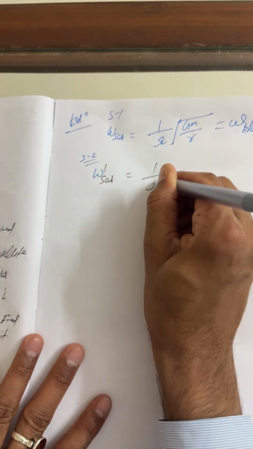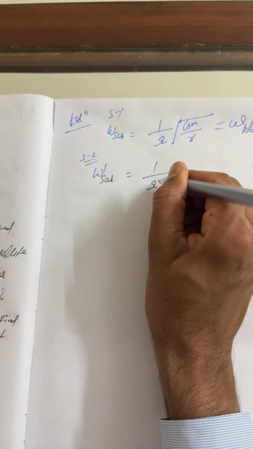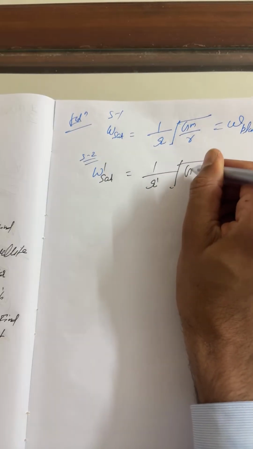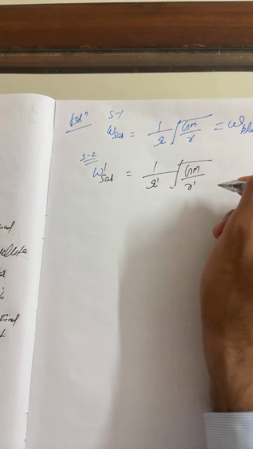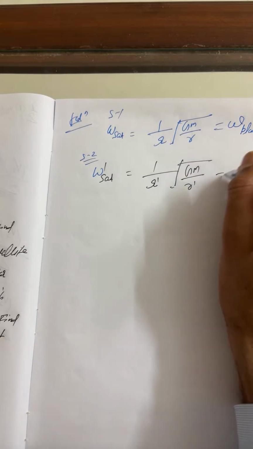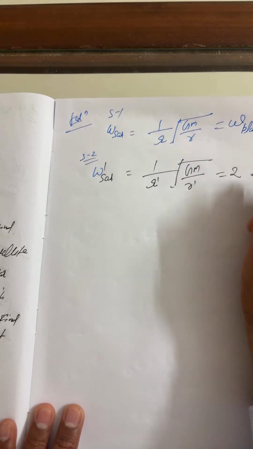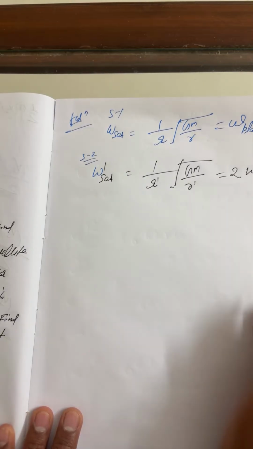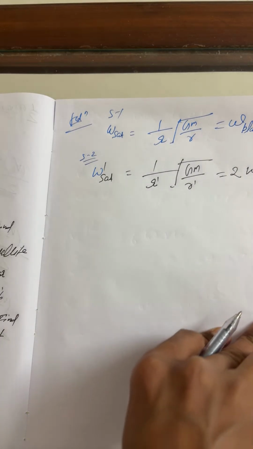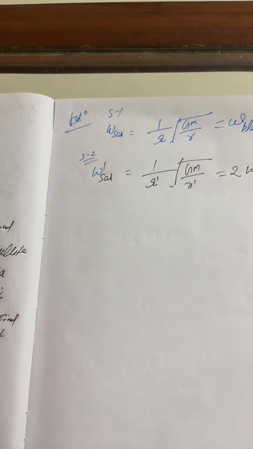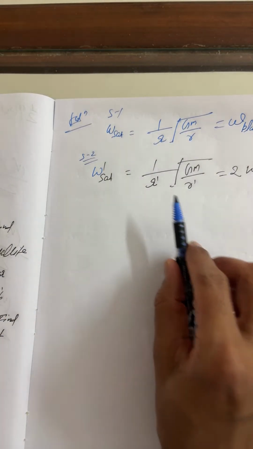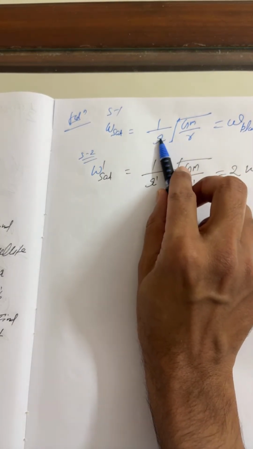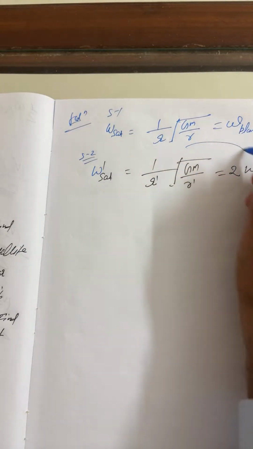This is 1 upon R prime, root of GM upon R prime. This is equal to twice the angular speed of the planet, as mentioned in the question. If you remember carefully, we already have the omega planet value from here, so we can just feed this value over there.